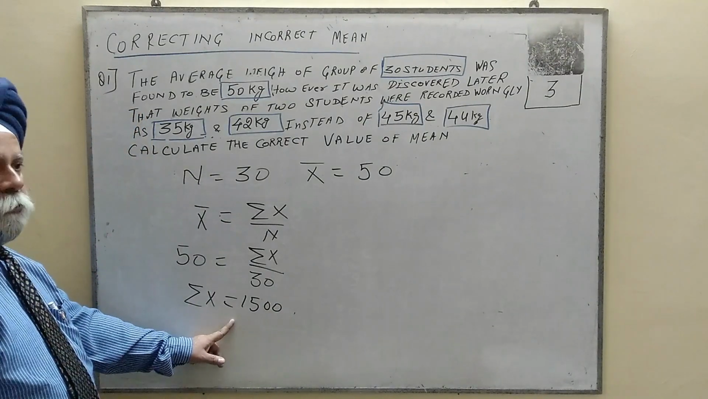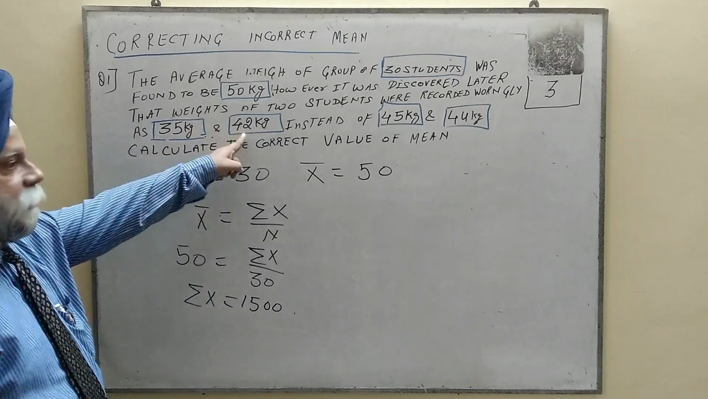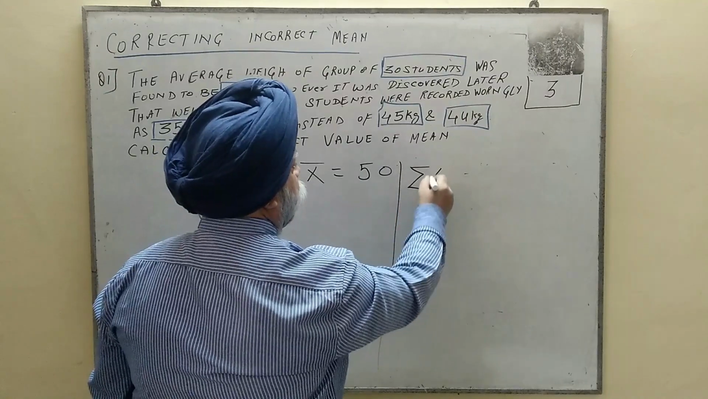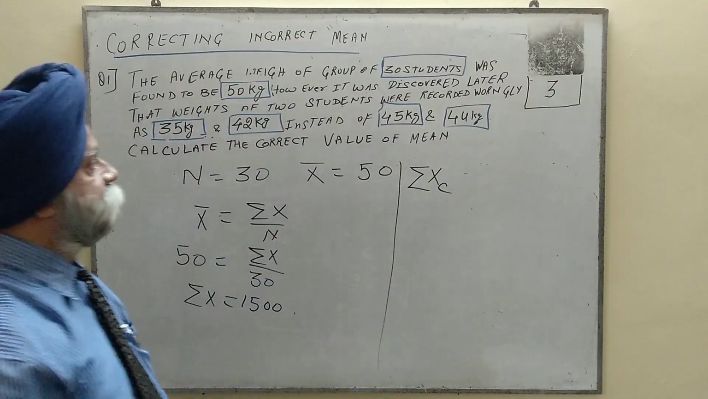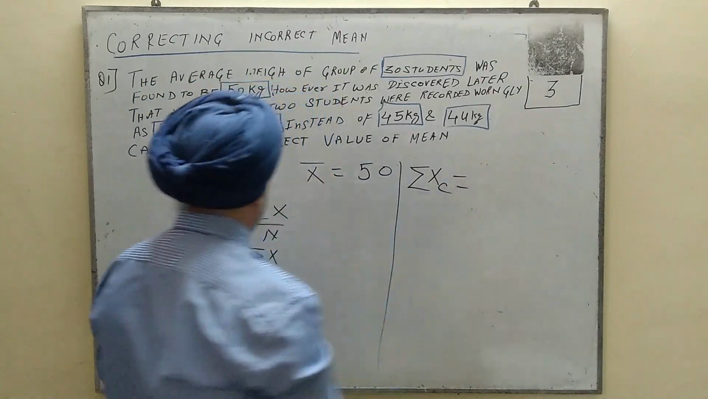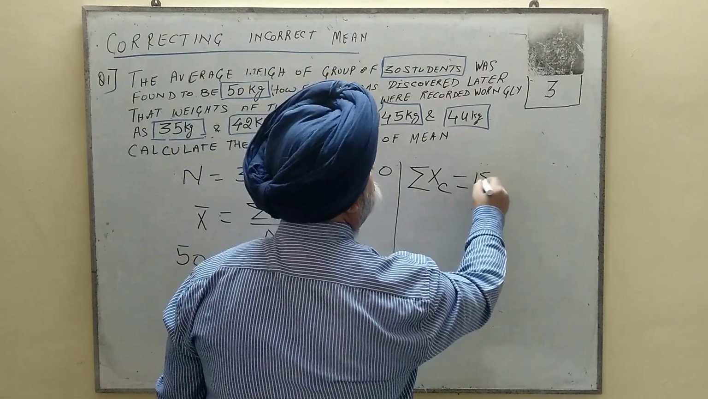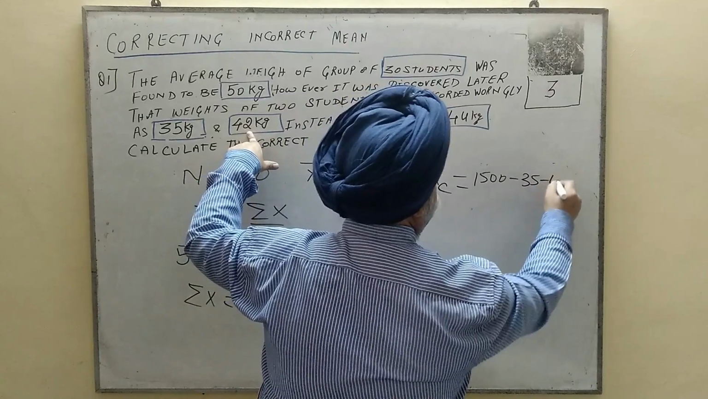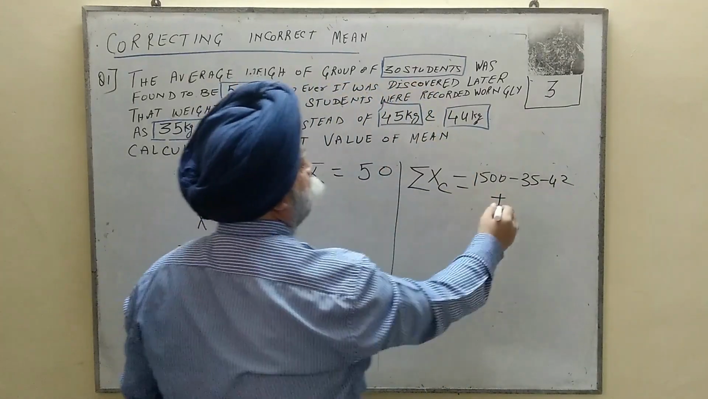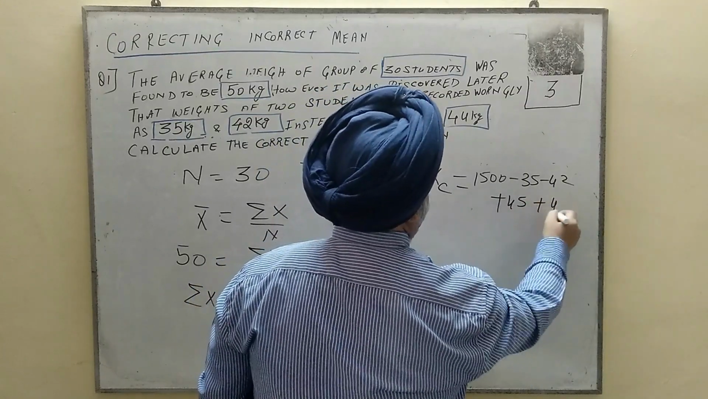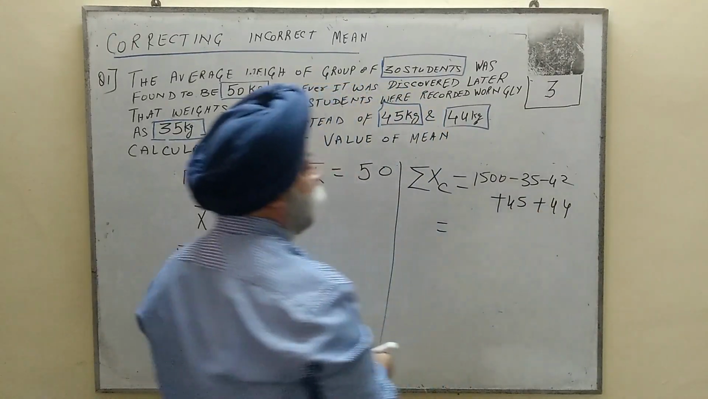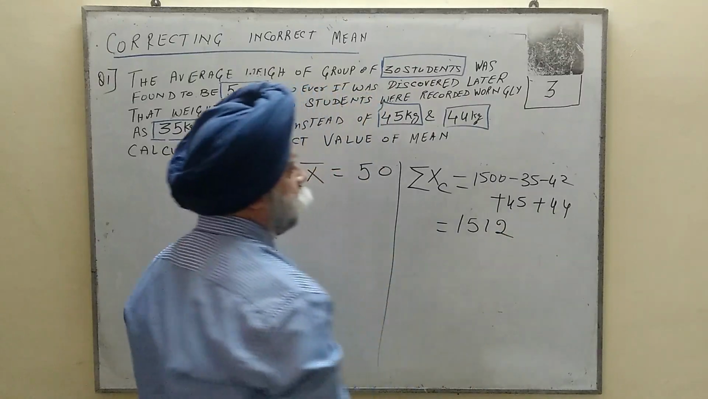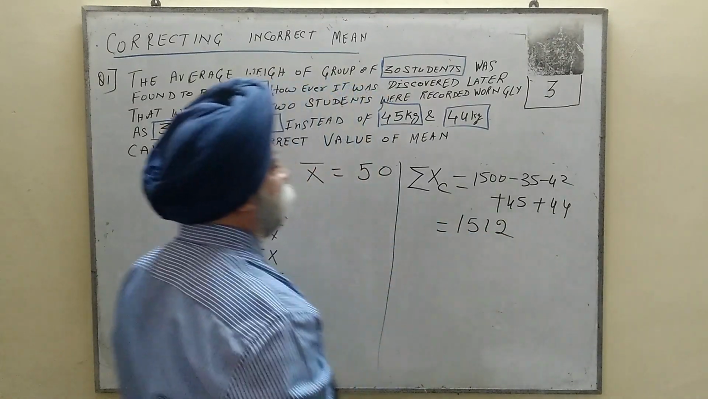Now this is an incorrect value in which two entries are incorrect. We have to find out the correct value. So we will write xc, c means correct. The correct value will be 1500 minus 35 and 42, but you have to add the correct values, 45 and 44. On solving this, we get the value 1512.